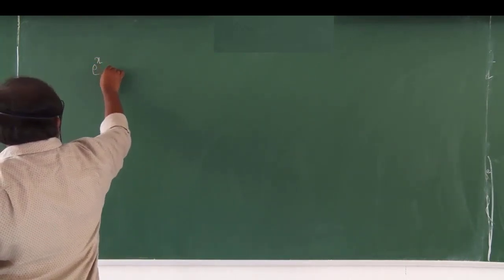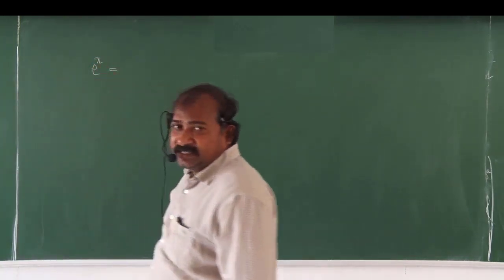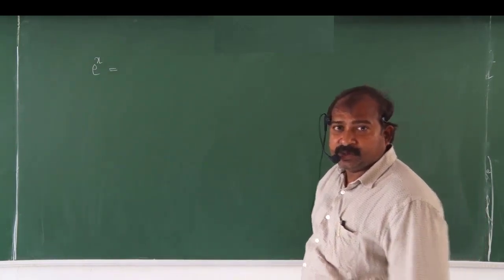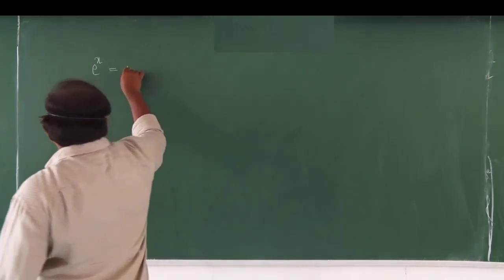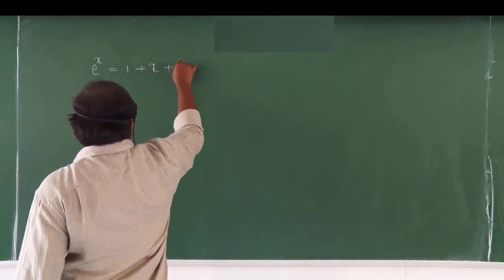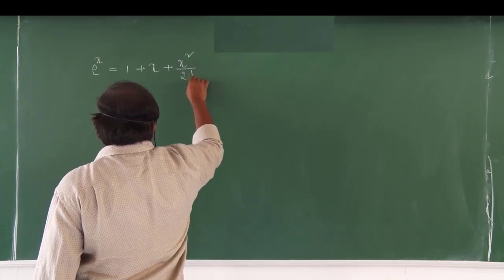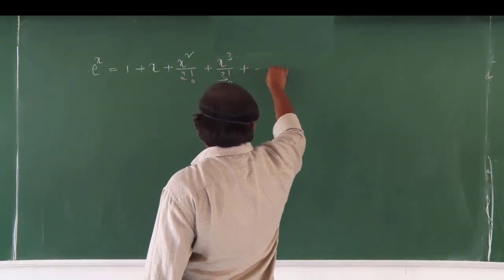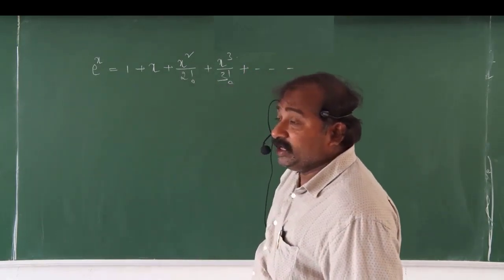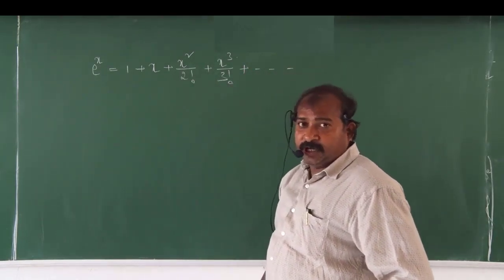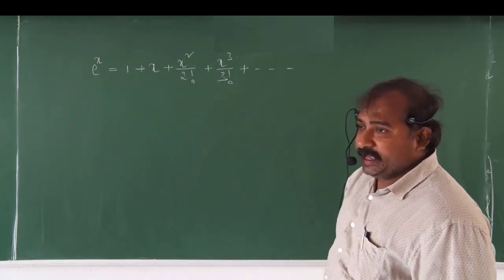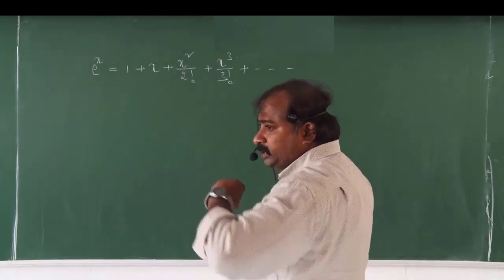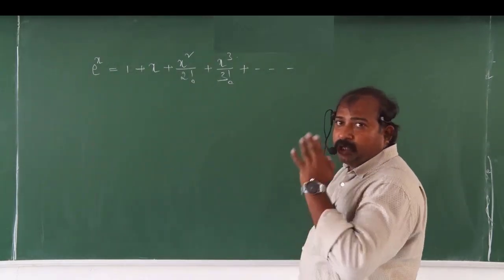Now, e power x, the exponential series. What is the expansion for e power x? We already gave it: e power x is 1 plus x plus x square by 2 factorial plus x cube by 3 factorial, and so on. When we were doing limits, I gave this exponential series.